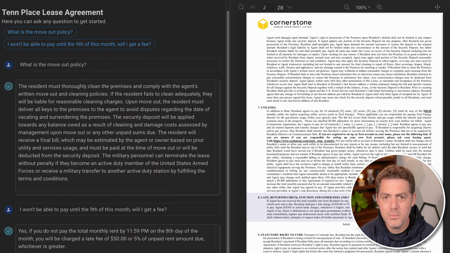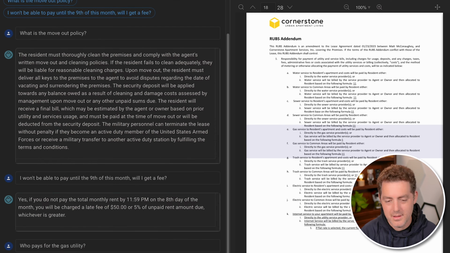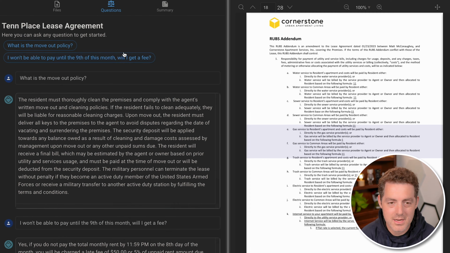And let's ask it who pays for the gas utility. There it is. The resident is responsible for paying the gas utility either directly to the gas service provider or through a flat fee allocated by the agent or owner based on the formula. Gas service to the common areas of the property will also be paid by the resident. Very, very cool. Let's look at another example.